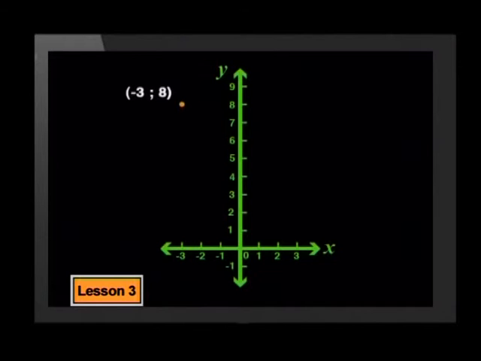Watch what happens as we plot the points. Negative 3, 8. Negative 2, 4. Negative 1, 2. 0, 1. 1, a half. 2, a quarter. 3 and 8 is about here.